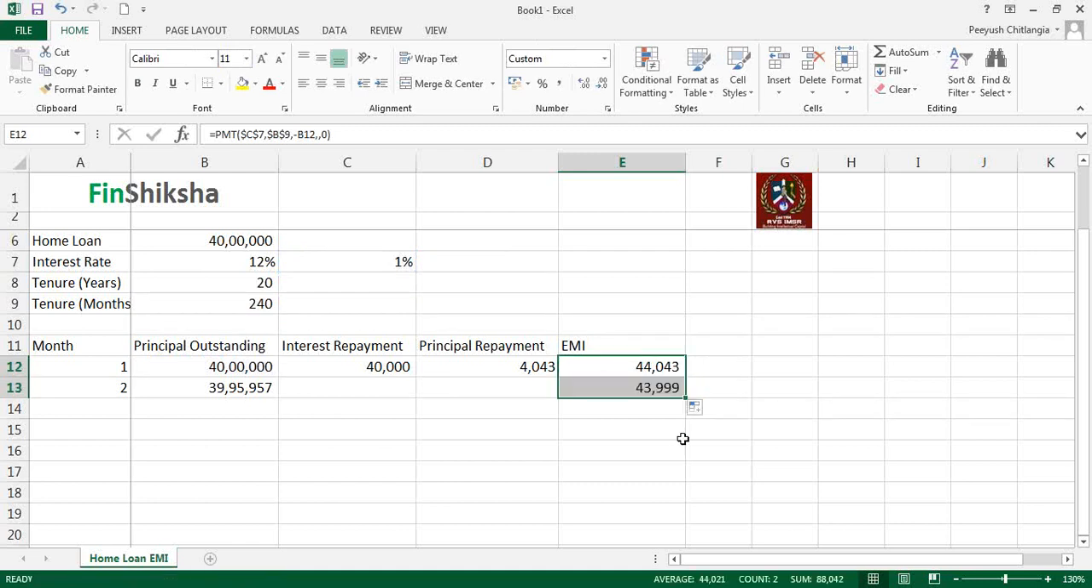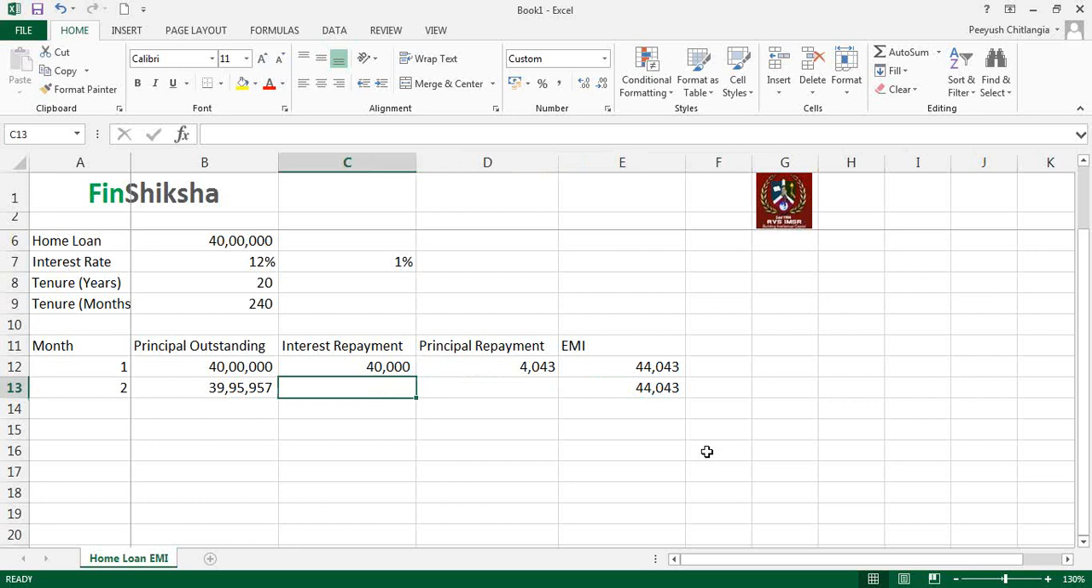Now I will drag it downwards. In fact, if we do this, this is going to create a small bit of an error here, because now it assumes this is the loan amount and there are 240 periods outstanding. So we don't necessarily need to do this. Why? It's because we know that the EMI is going to be constant. So that's my EMI. I know this number is constant, right?